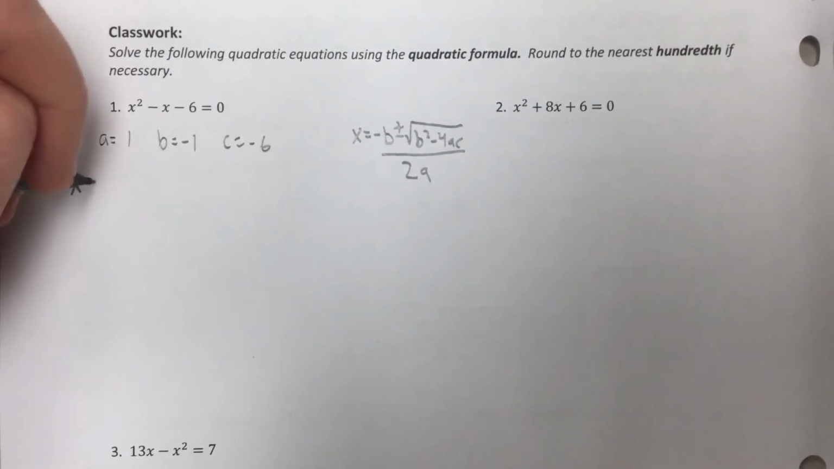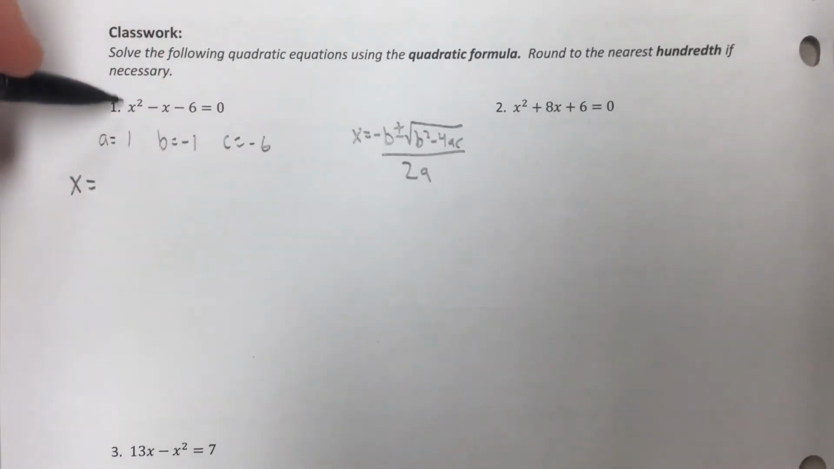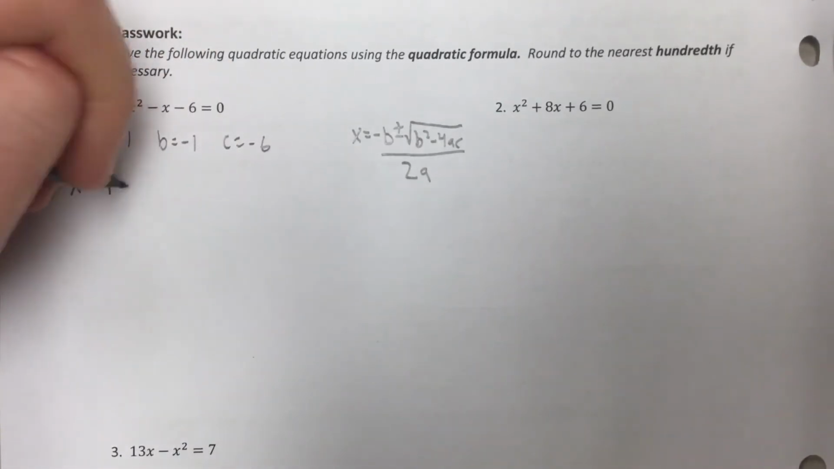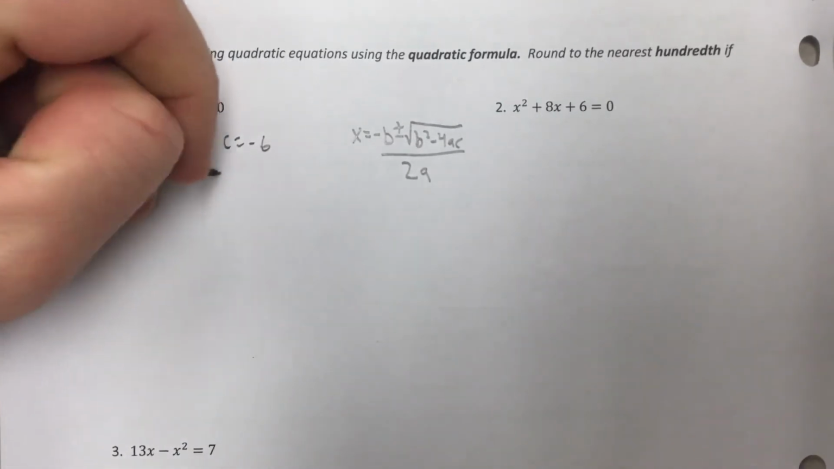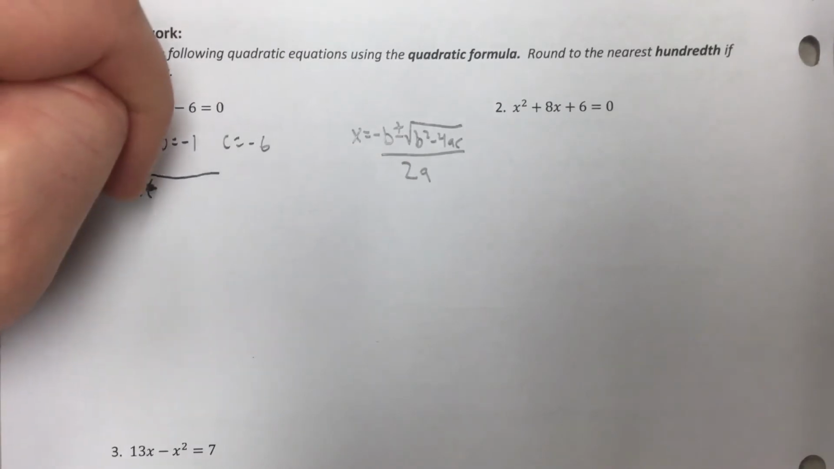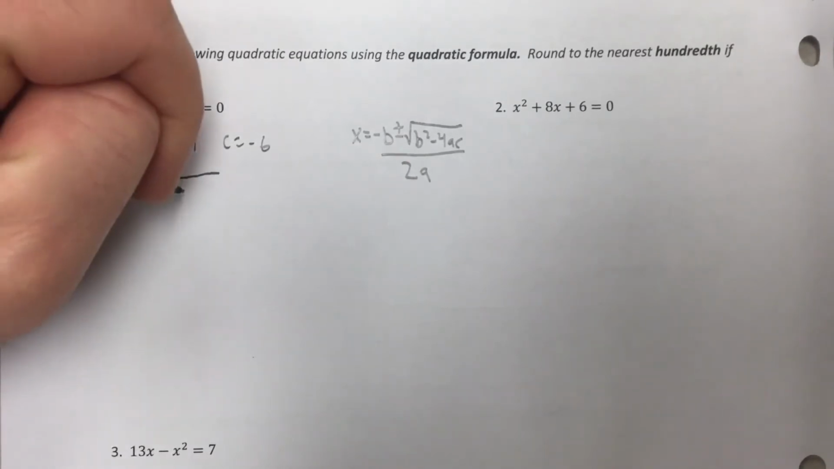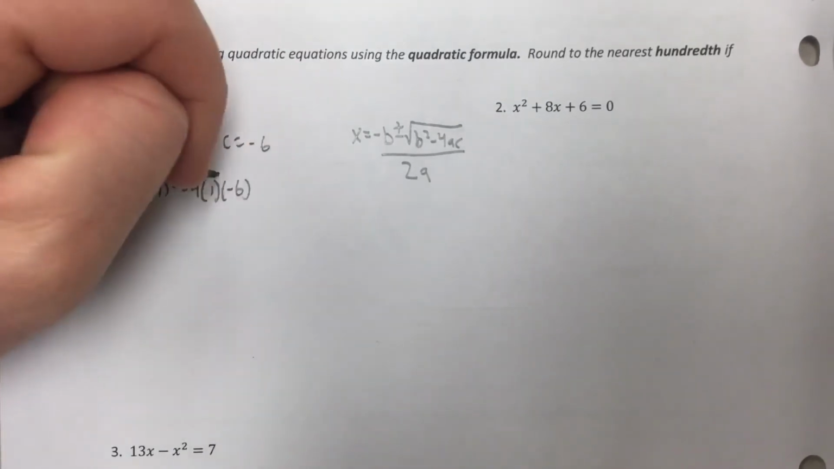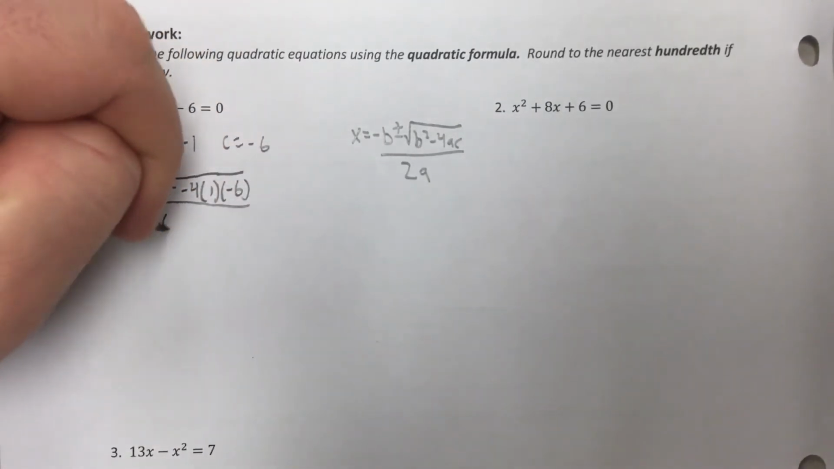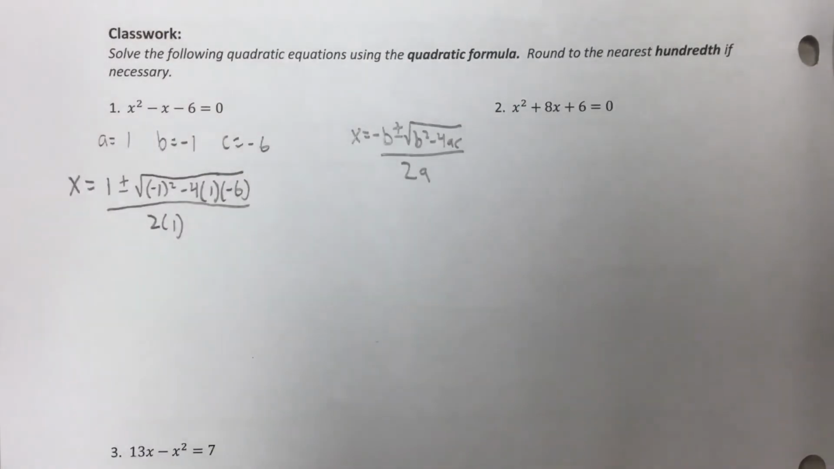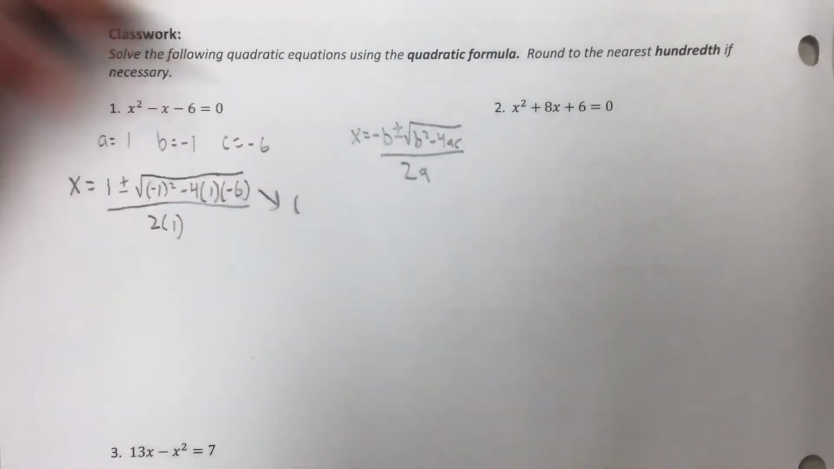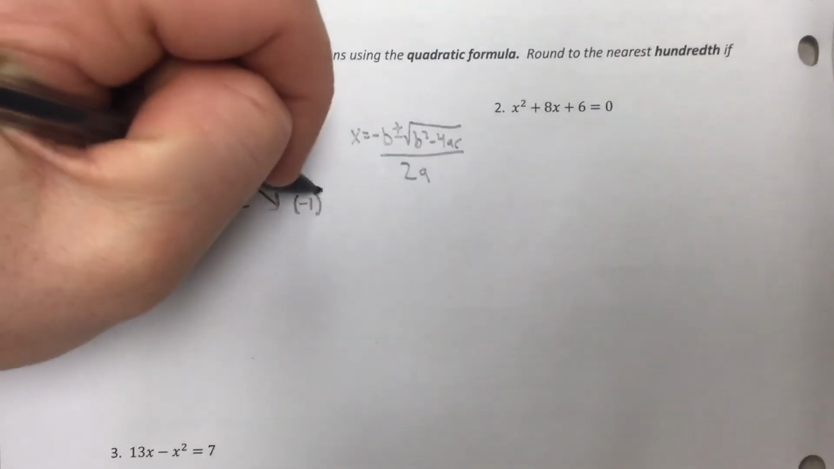All right, so I write x equals negative b. So b is negative 1. Negative b would be negative 1, which is positive 1. Plus or minus the square root of negative 1 squared minus 4 times a, which is 1, times c, which is negative 6, all over 2 times 1. Again, what I like to do next is off to the side, look that underneath the radical and figure what that's going to be first.